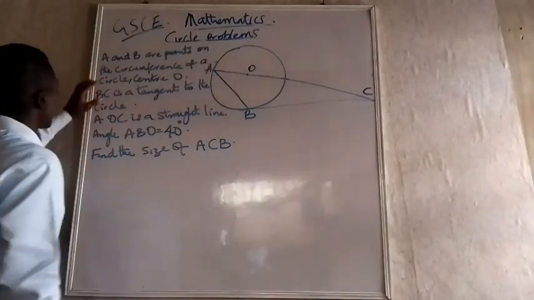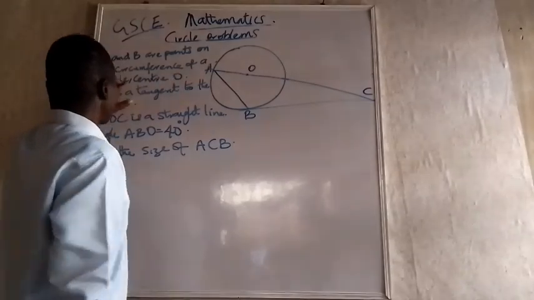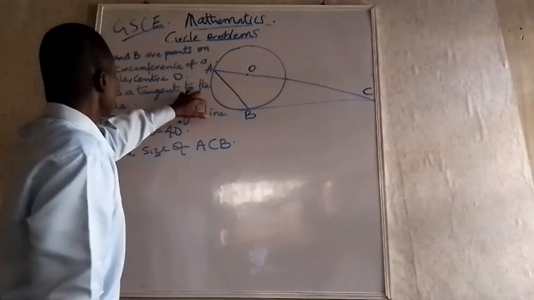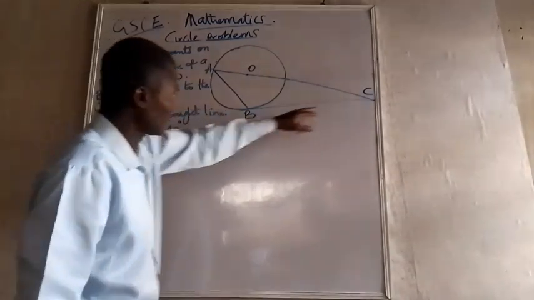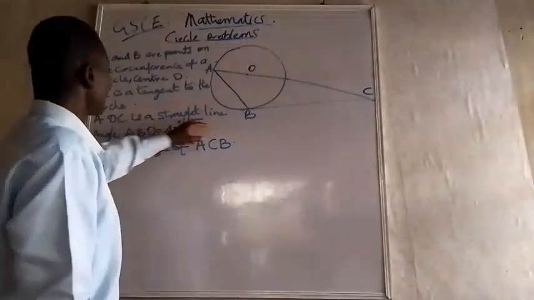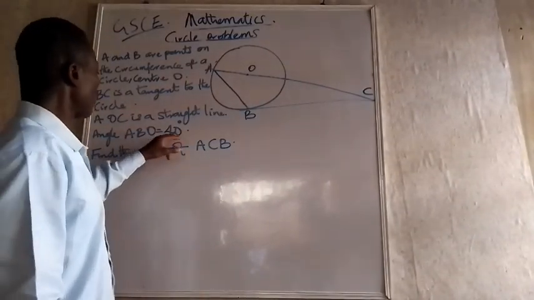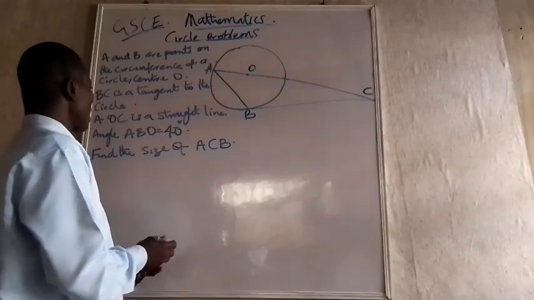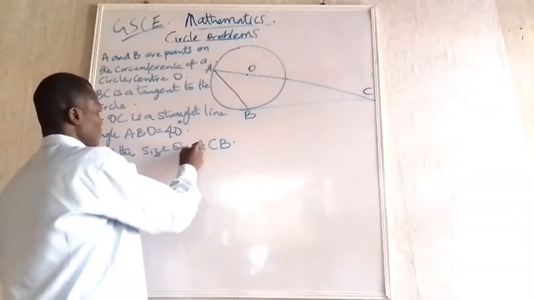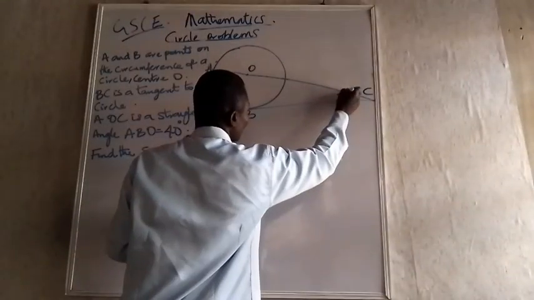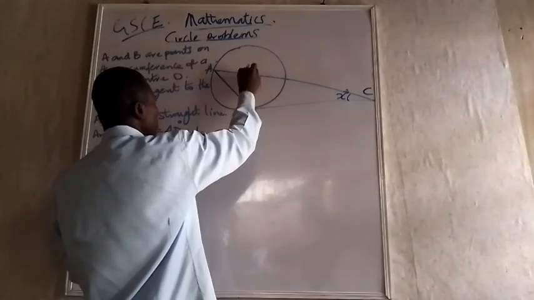Here we have A and B are points on the circumference of a circle, center O. So this is A and B. BC is a tangent to the circle. AOC is a straight line. Angle ABO is equal to 40 degrees. Find the size of angle ACB. So this is what they want us to find. They have given us that this one, ABO, is 40 degrees.